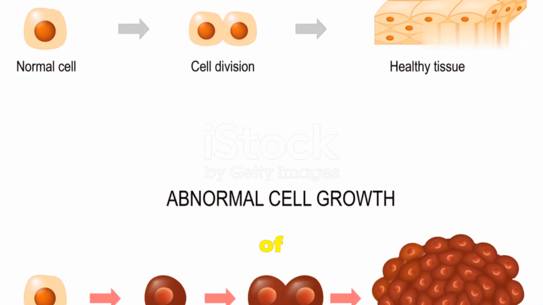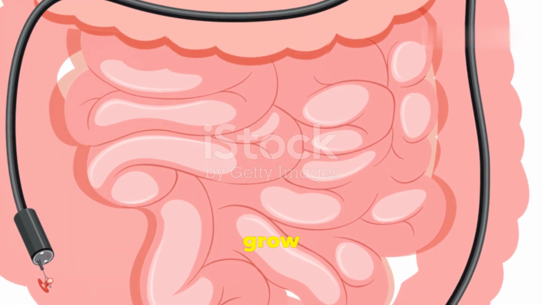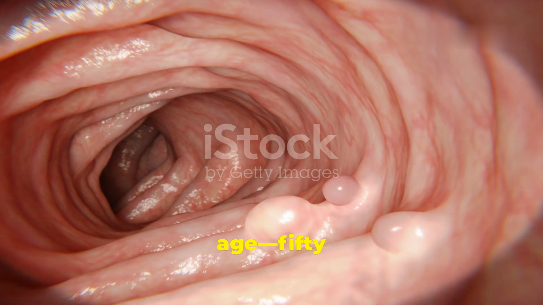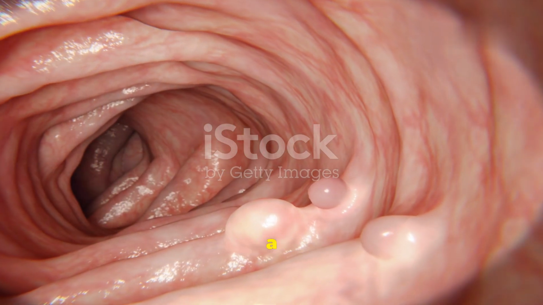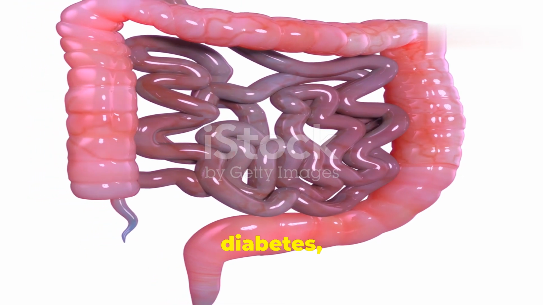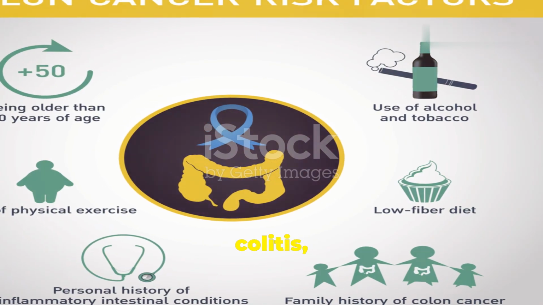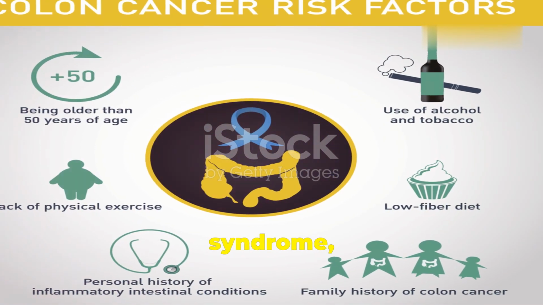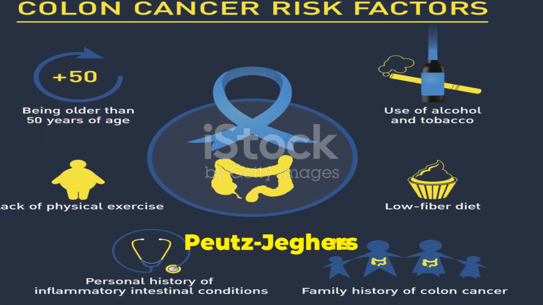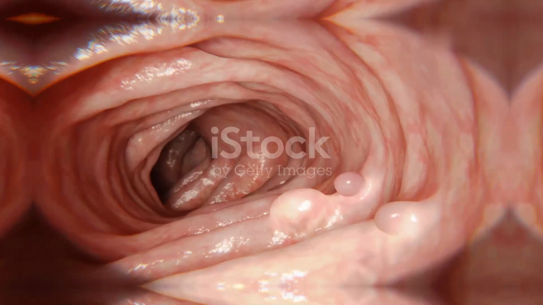The exact cause of colorectal polyps is not known, but it is believed that they develop when cells grow and divide abnormally. Risk factors include obesity, age 50 years and older, smoking, a history of colorectal polyps or colorectal cancer, uncontrolled type 2 diabetes, inflammatory bowel disease, like Crohn's disease or ulcerative colitis, and genetic conditions such as Lynch syndrome, familial adenomatous polyposis, Gardner's syndrome, Peutz-Jeghers syndrome, and MYH-associated polyposis.